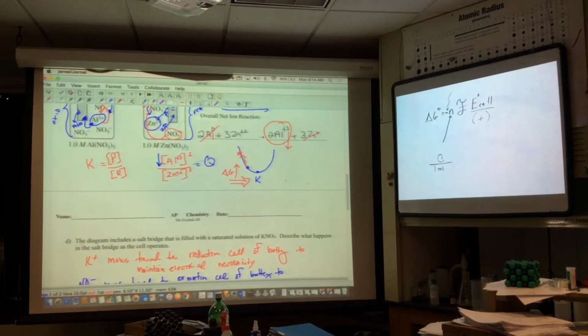Which means if I'm more spontaneous, the voltage has to do what? Why? Because negative n, n is staying the same, Faraday's constant staying the same. The voltage is going to increase. Okay? So how do you explain that?